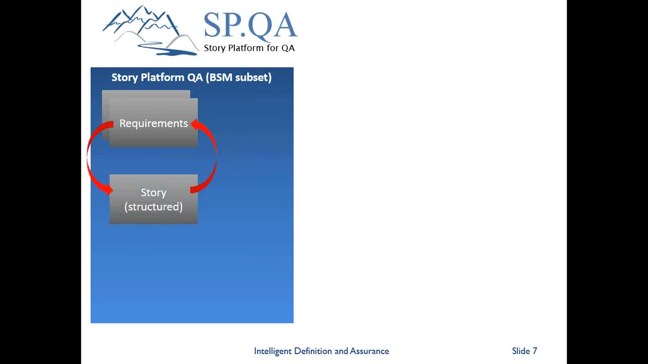And it's arguable whether the requirement comes first and then the story comes along second, or the story comes first and the requirements are derived. It's kind of cyclical and iterative.